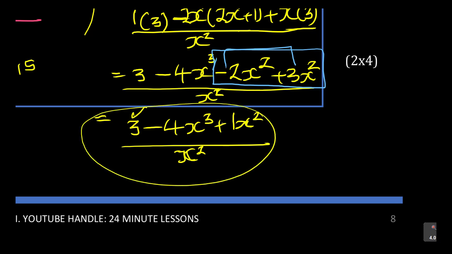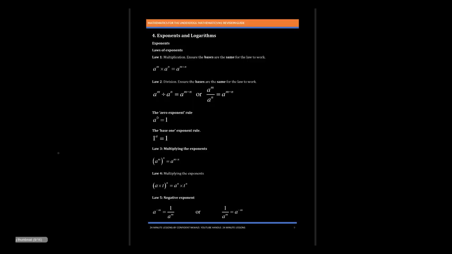This is a number. This is x to the power of 3. This is x to the power of 2. Nothing else common on top. The answer, you must be satisfied, is the end. That's it, okay? That's quite a complicated one, huh?